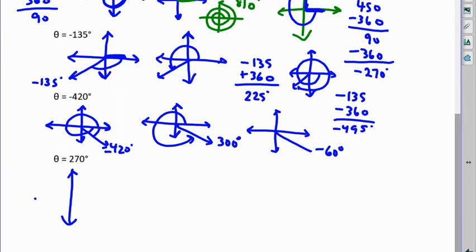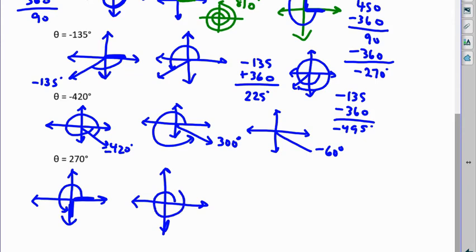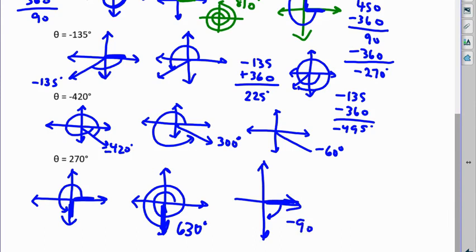270. Here's my initial. 270 actually is right here. So there's 270 degrees, but I need a positive and a negative. So why don't we go all the way around and then end right there. So that is 630 degrees. And if I start right here and I go down to here, that's negative 90 degrees.